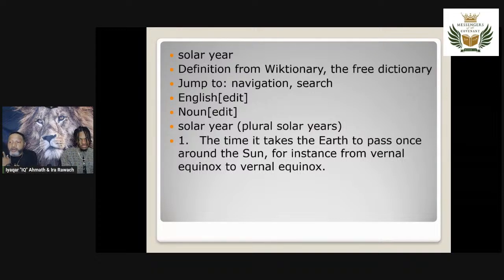So a solar year means the time that it takes the Earth to pass once around the sun, for instance from vernal equinox to vernal equinox. So from spring to spring determines this whole solar year. We did the calculations. We're understanding this lunar solar year, which we'll get through in the 60 days.